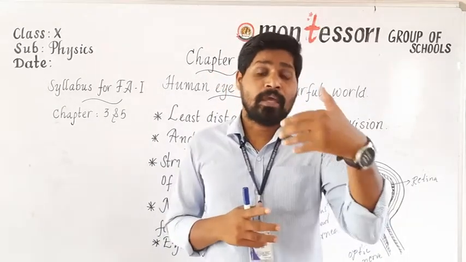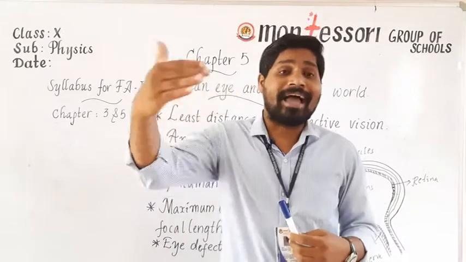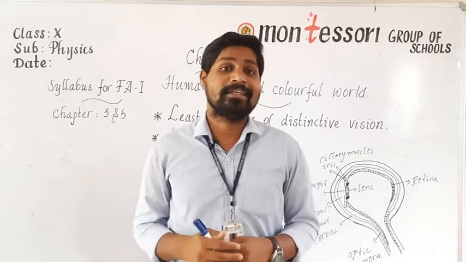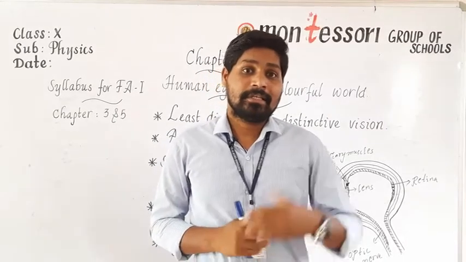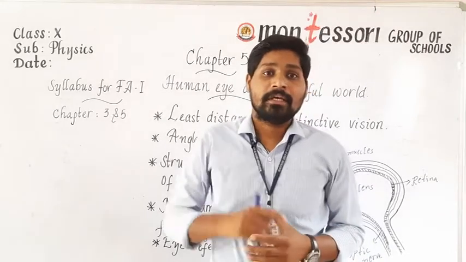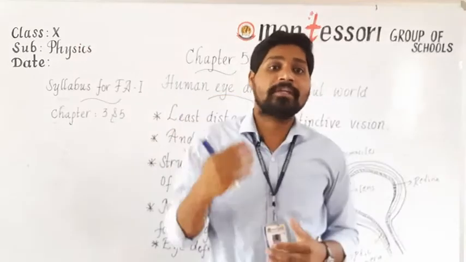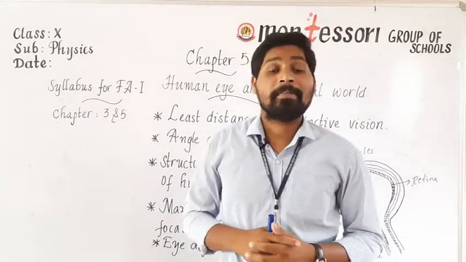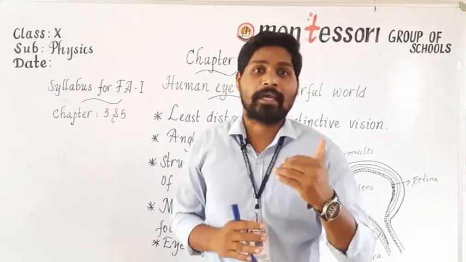Next, how can we see near objects as well as far objects comfortably and distinctly? If you see a distant object, how does it appear? Small. Whenever the object moves towards our eyes, it appears bigger in size. Why?